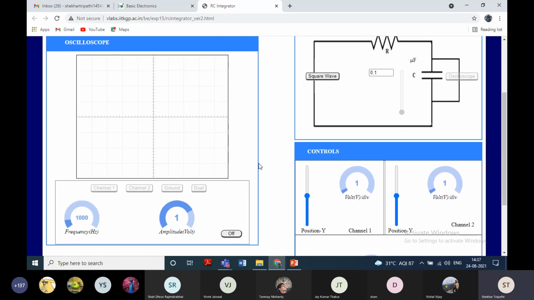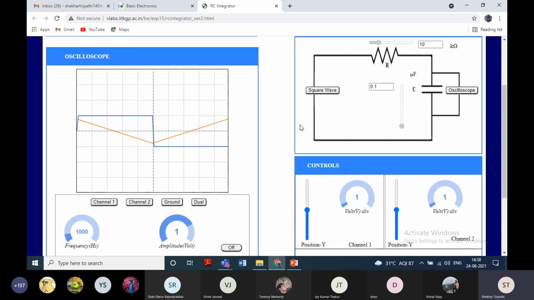When you switch on the oscilloscope, you will get the option of square wave, which will be the input wave and will be available through channel 1 of the oscilloscope. Once you select the input, you can get the output from the oscilloscope. If you select channel 1 you will get the input square wave, and if you select channel 2 you will get the output. You can also choose a dual option in which we can get both the input and the output waveforms together in the oscilloscope. Now if you want, you can change the frequency and amplitude from these controls.